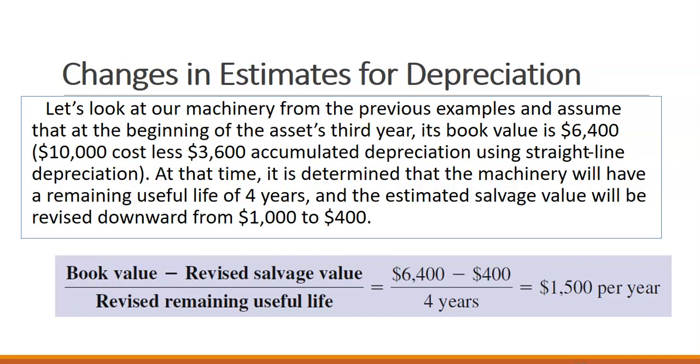So instead of it being 5 years total, we were actually going to get 4 more years out of this machine instead of 2 more years, and the salvage value would then be less because we were going to use it more. So we would change our depreciation expense with that information. Our current book value at the beginning of the third year is $6,400. We then decide that the salvage value is actually going to be $400 and that it's going to be good for another 4 years. So our new straight line depreciation expense is $1,500 per year.